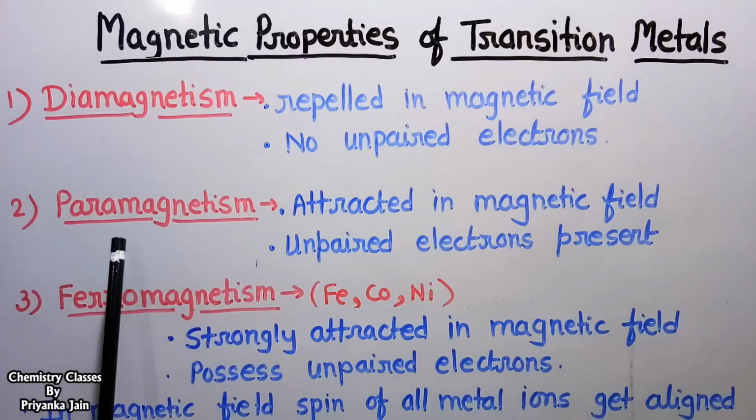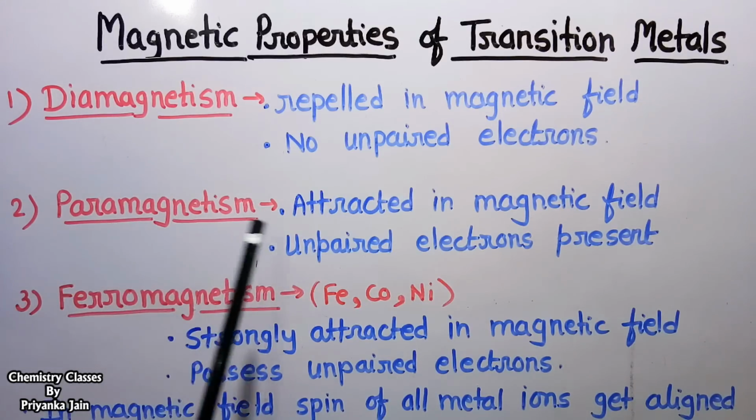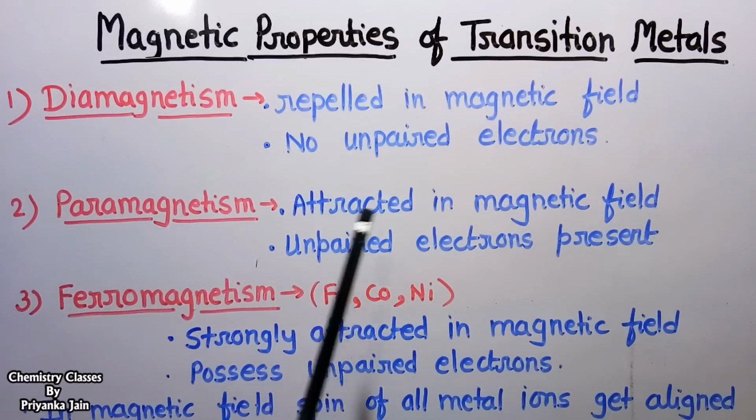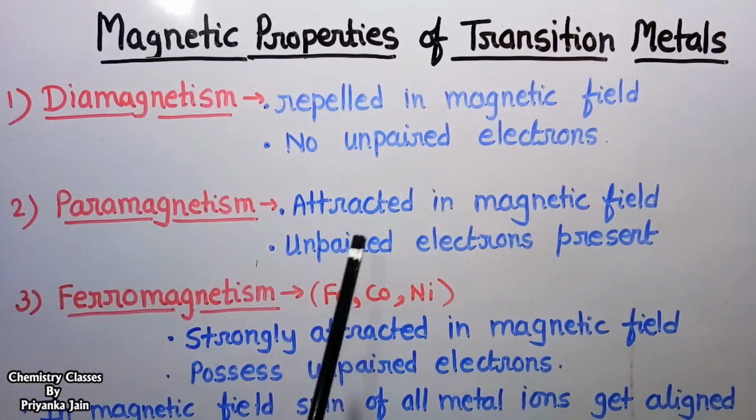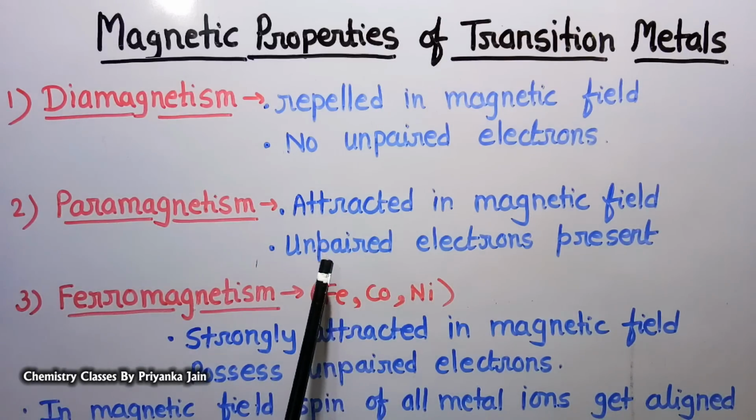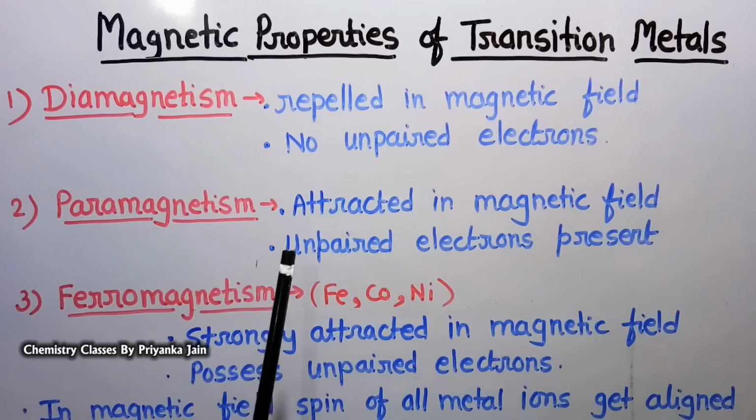The other is paramagnetism. When a compound is attracted in the magnetic field, or it gets attracted toward the magnet. Such a phenomenon is found when the compound possesses unpaired electrons, and due to the presence of unpaired electrons, the compound is attracted in the magnetic field and it is called a paramagnetic compound.